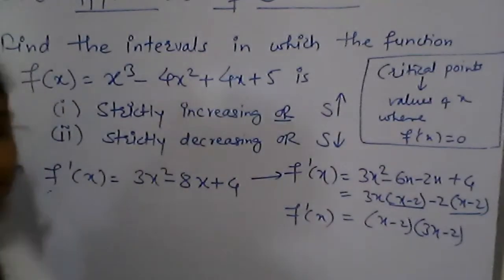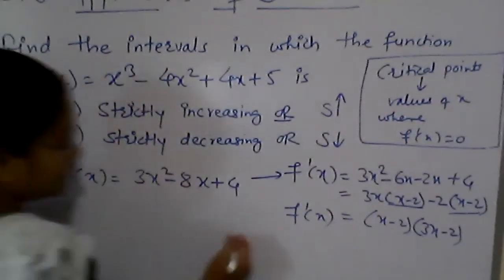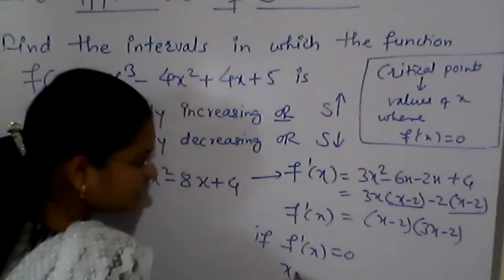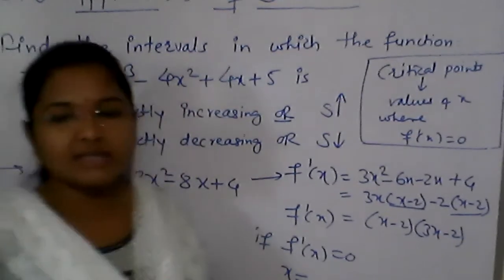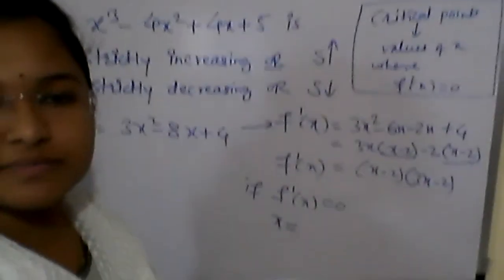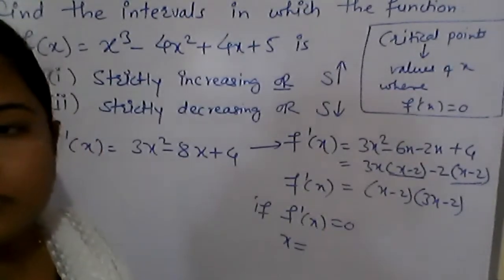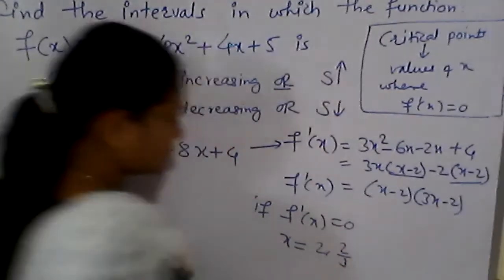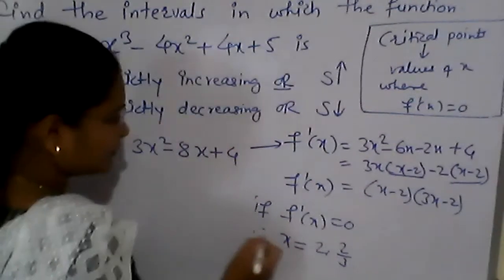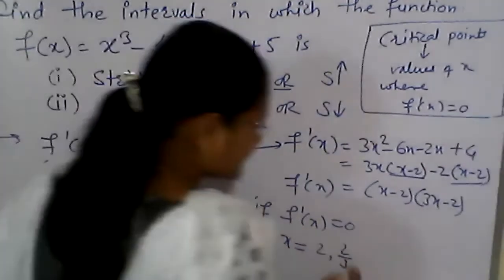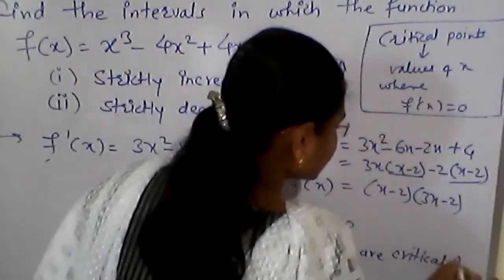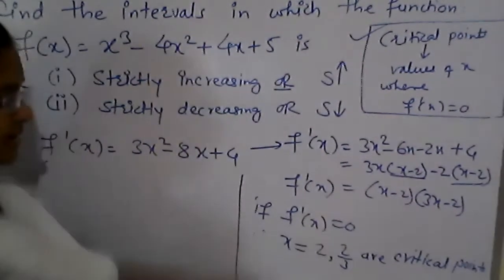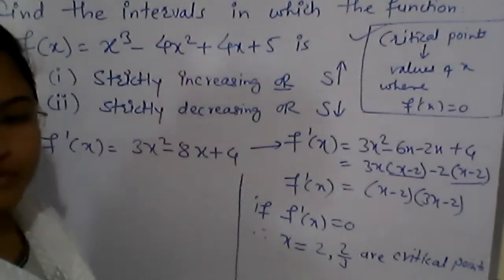Then what is the value of x? 2 and 2 by 3. Yes, 2 and 2 by 3. If f dash equals 0, then x equals 2 and 2 by 3. Please write this down: these are the critical points. We got the critical points 2 and 2 by 3.